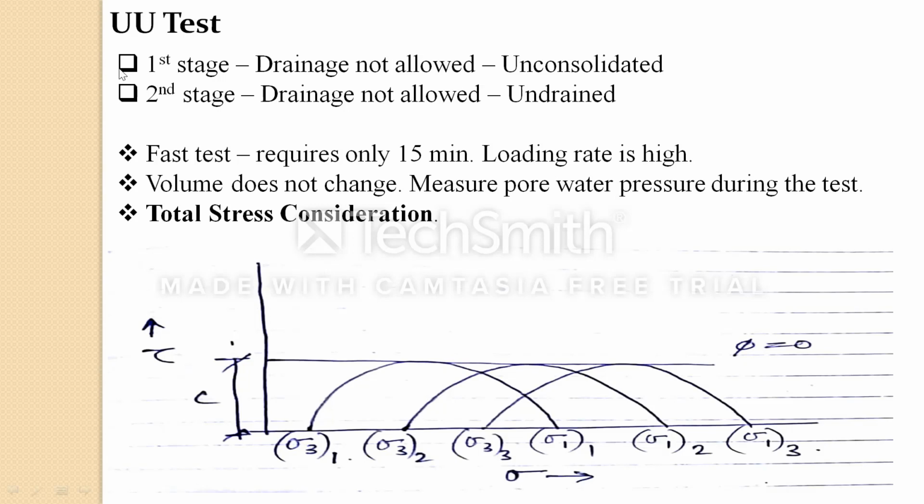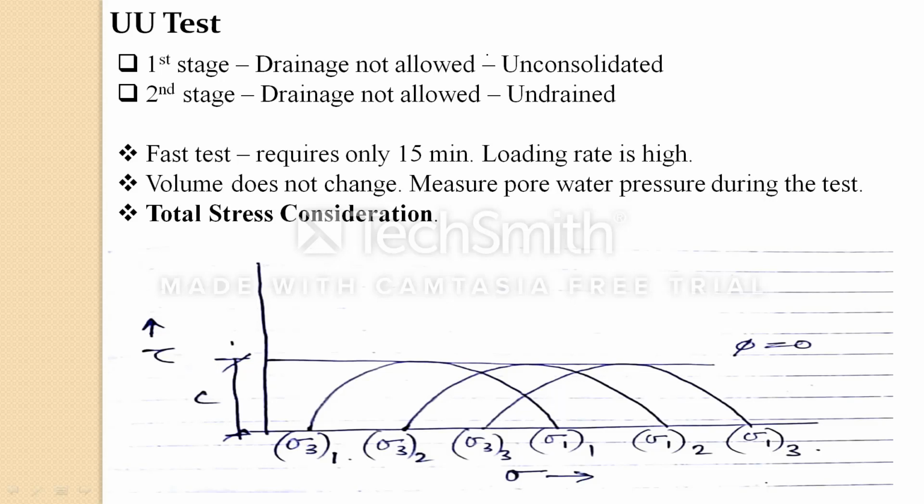As we have discussed, the first type of triaxial test is the UU test. UU means unconsolidated undrained. We have already defined what unconsolidated and undrained conditions are. There are basically two stages. For the first stage, the drainage is not allowed, that means this is an unconsolidated test. On the second stage, the drainage is not allowed again, so it makes an undrained test. So for the UU test, for both stages, the drainage is not allowed.